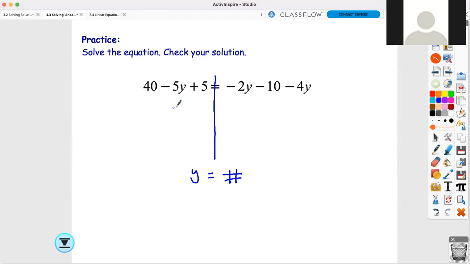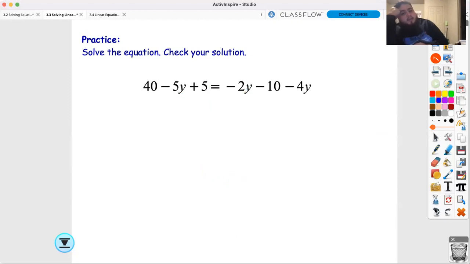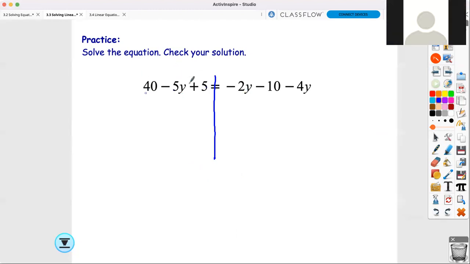So look at the left side. Before we can move things around, Nick, we have to combine any like terms. So are there any like terms on the left side? What can I combine in the left side? Any constant terms, any variable terms? 5y, -5y, what can we combine this with? Is there any other negative y's on the left side?